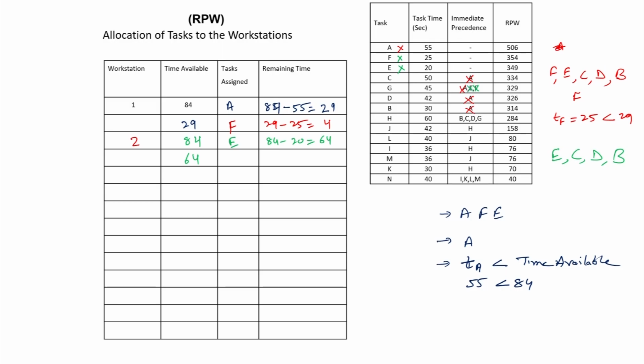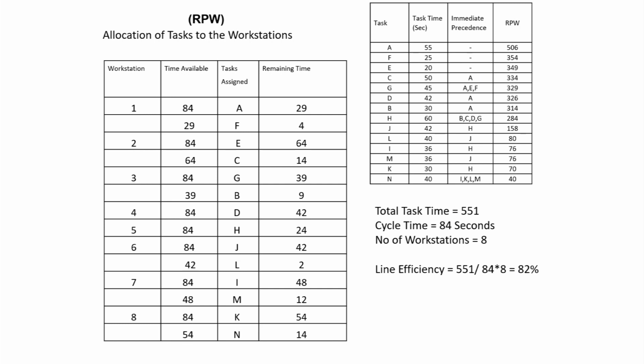Now, I have the available elements: E is removed and G is added to the list, and C has the highest RPW with a time of 50. So, I will allocate C here, and 64 minus 50 leaves 14 seconds available. Now there is no element which is less than 14, so I will open workstation number 3. In this way, I allocate the tasks to the various workstations. Let us see what has been done here.